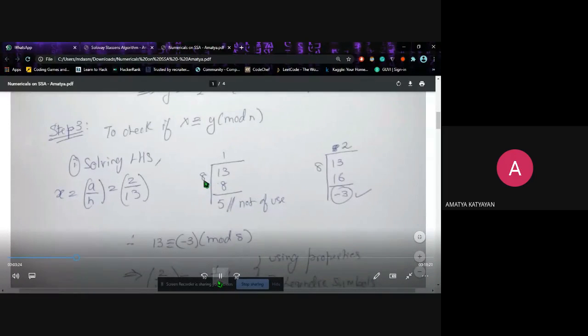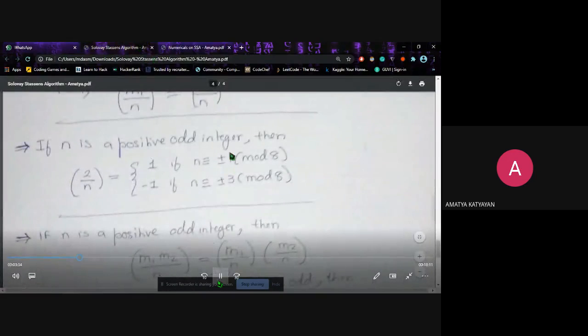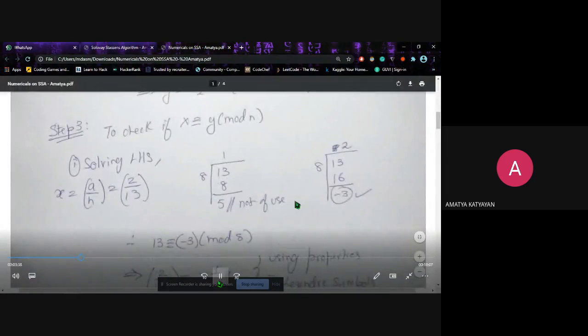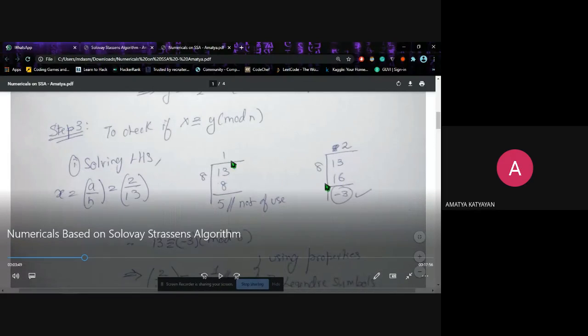If you multiply 8 into 1, you get 8, and the remainder in this case is 5. But we are searching for remainders either plus or minus 1 or plus or minus 3. So 5 is of no use to us, and we ignore this. But if we modify this a bit, instead of 1, if we take 2, we get 8 multiplied by 2 is 16. Basically, we took the next multiple.